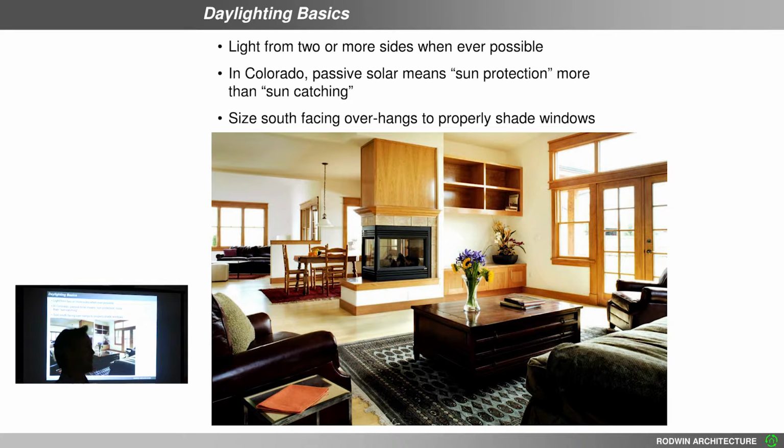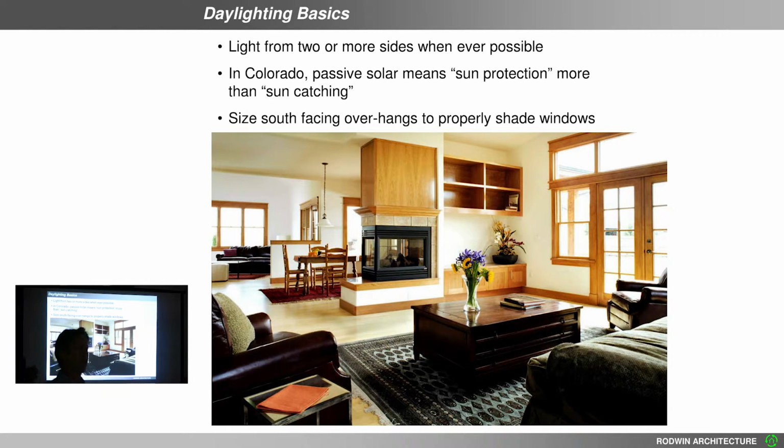Good daylighting usually means light coming from two different directions, so that when you're looking at someone's face, one person is not in silhouette and the other person is in glare. You're actually getting good daylighting all around. And the higher up you can bring the light, typically the better the lighting is.